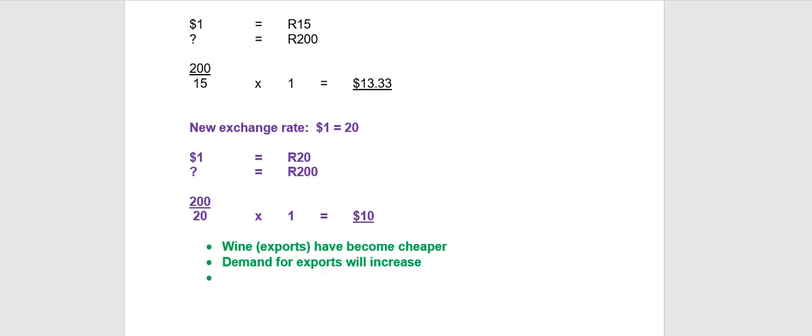Our exports will increase, and that means that the demand for Rand, or the supply of dollars, will increase. Because he's going to buy more wine now. He's going to give $10 and another $10 and another $10 and another $10 because he wants to buy lots and lots of wine, because it's now cheaper for him to buy.